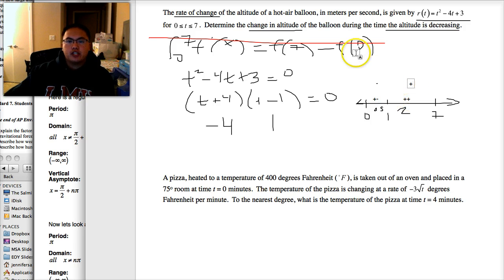So when the question asks, determine the change in altitude when the altitude is decreasing, it's not 0 to 7, because it's not decreasing from 0 to 7. It's only decreasing from 0 to 1. So instead of writing the problem like this, what I should do is write the problem like this, only from 0 to 1.